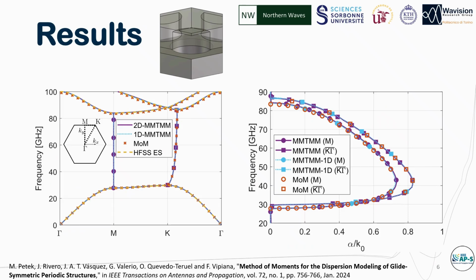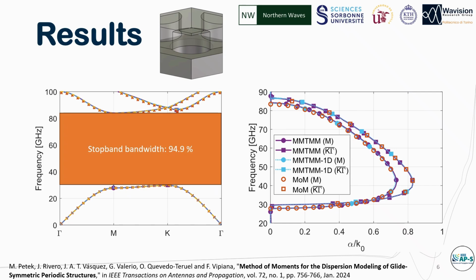Here are the results we obtain with these approaches. On the left is the dispersion diagram, and on the right the stopband attenuation. As you can see, the results agree well with our in-house method of moments code reported in the paper below. We find that this unit cell possesses a high degree of isotropy in the stopband and is therefore equally effective to stop the propagation of the waves incident from any direction. Furthermore, the stopband bandwidth reaches almost 95%, which is larger than previously reported Hurley structures.